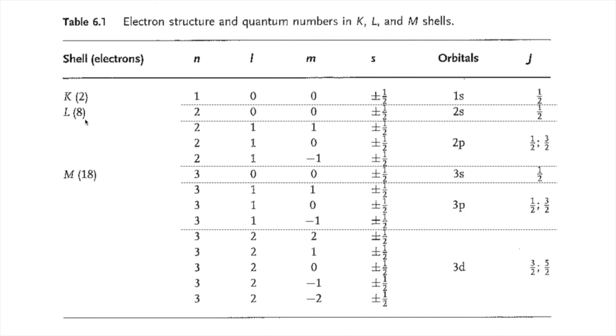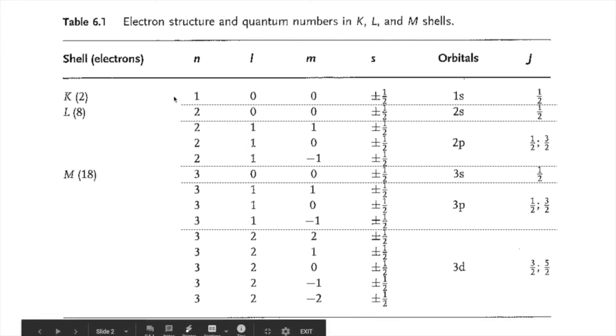And then if we go to the L shell, we have n equal 2 in this case, and then we can also have L values of 0 and 1. We also have multiple subshells here, and you can see all the values. So we end up having a 2s and a 2p, and their various momentums here. And you can do the same thing for the M shell.